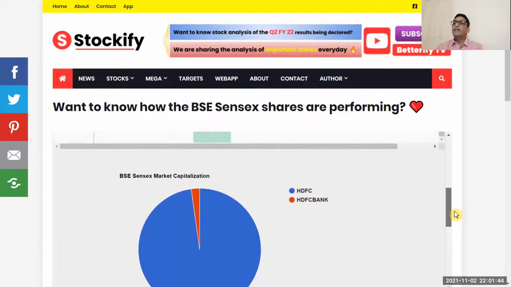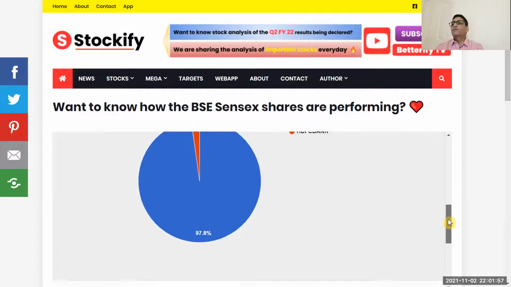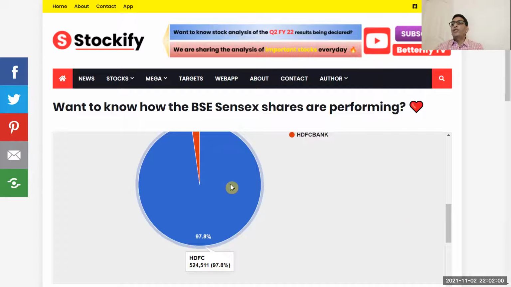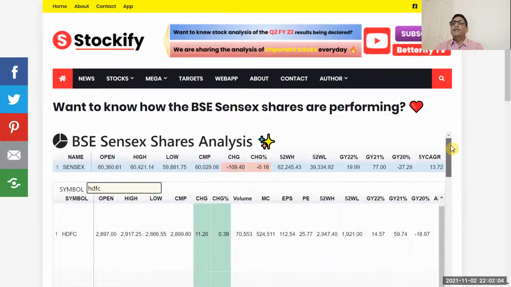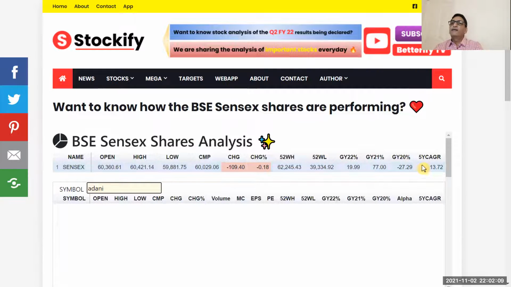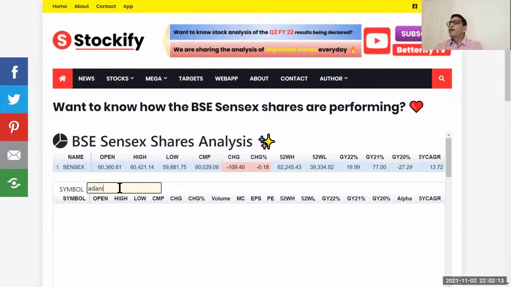And what is the pie chart indicating here? It is giving the market cap between the HDFC related companies. So 2.2% is HDFC Bank, and the rest, 97.8%, is HDFC. Like that. Let us see if we can see any other group. I'm just trying Adani, are there any? There is none. Okay. So like that, this is just for 30 shares.